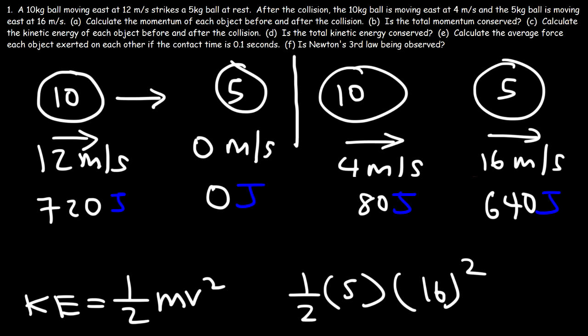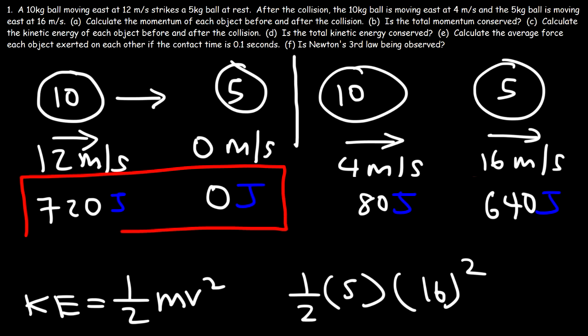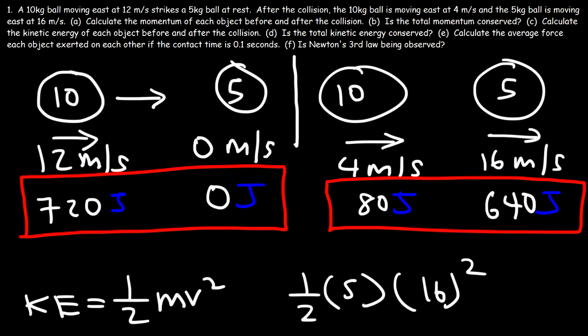So looking at part D, is the total kinetic energy conserved? And the answer is yes. Before the collision, the total kinetic energy is 720. After the collision, it's 80 plus 640, which is 720. So would you say this is an inelastic collision or an elastic collision? This has to be an elastic collision because kinetic energy was conserved. In an inelastic collision, kinetic energy is not conserved, but momentum is always conserved regardless of the type of collision you're dealing with.